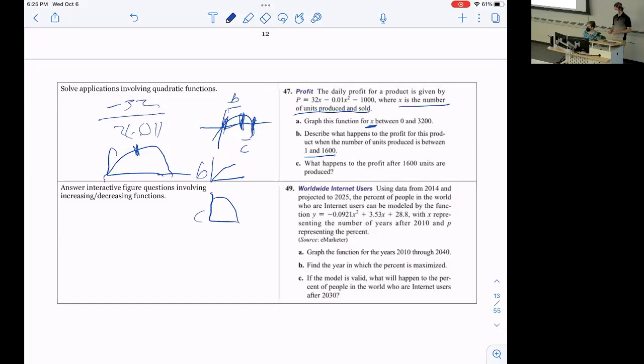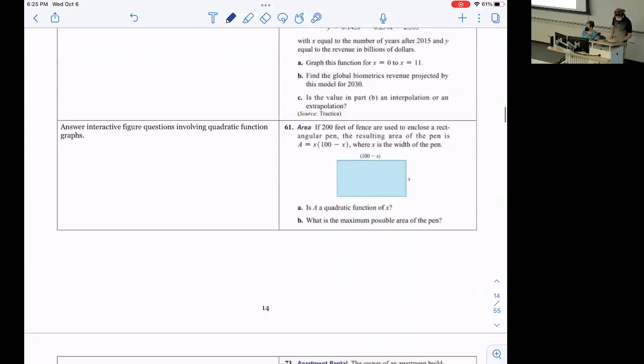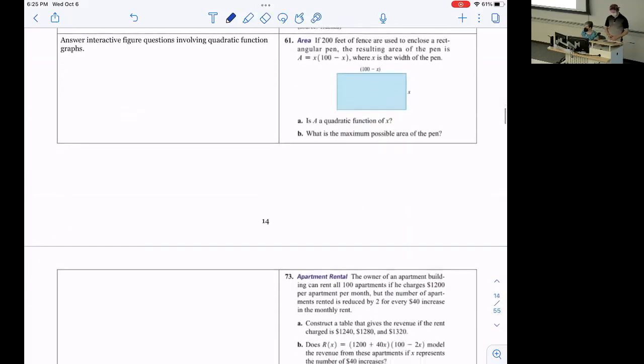All right, any other questions over these word problems? Mostly at this point, it becomes translating it from the words into what are the equations and the pieces and the meanings for the variables that you need. So there's some more word problems as we go down. This one says, answer interactive figure questions involving quadratic function graphs. Any question on those?